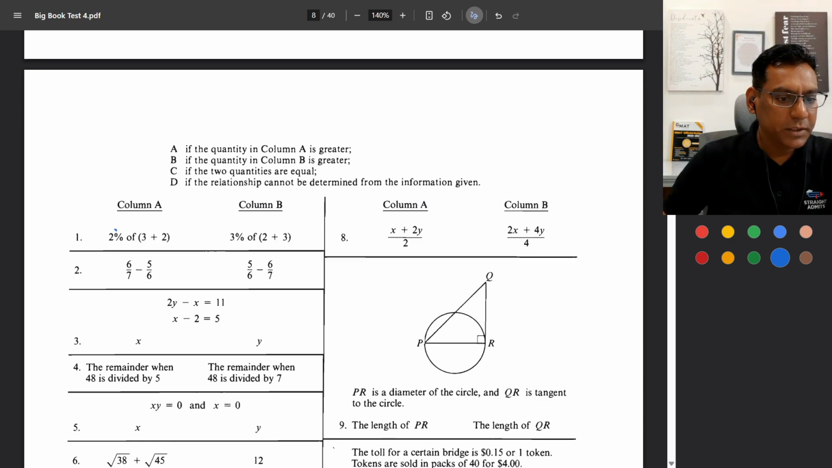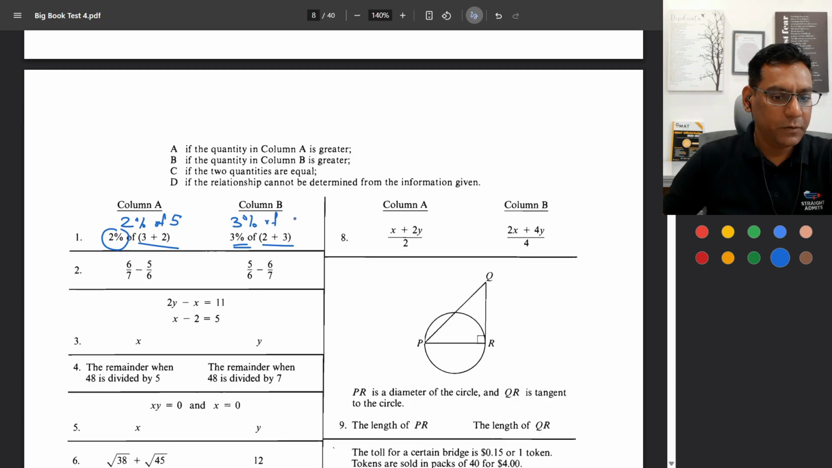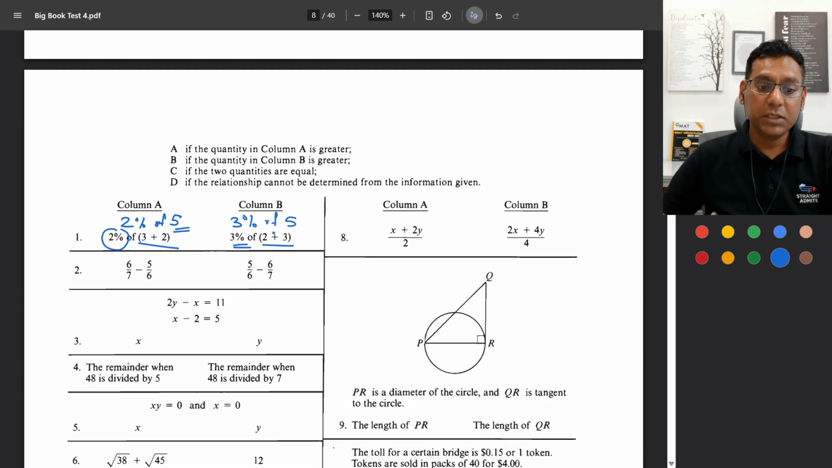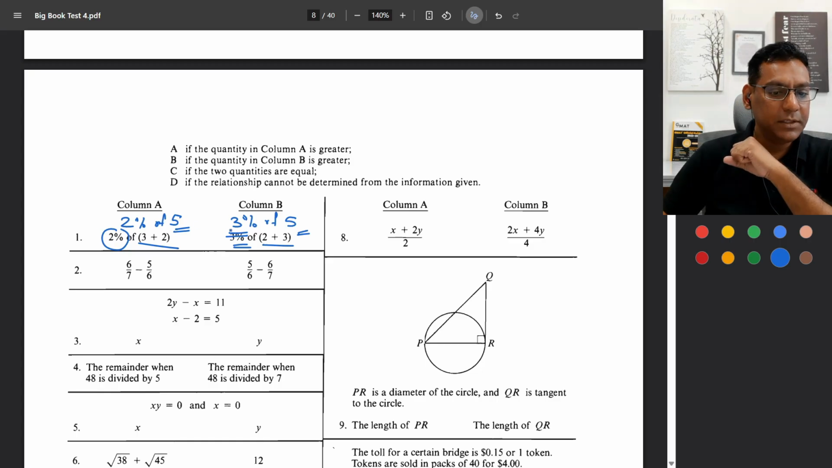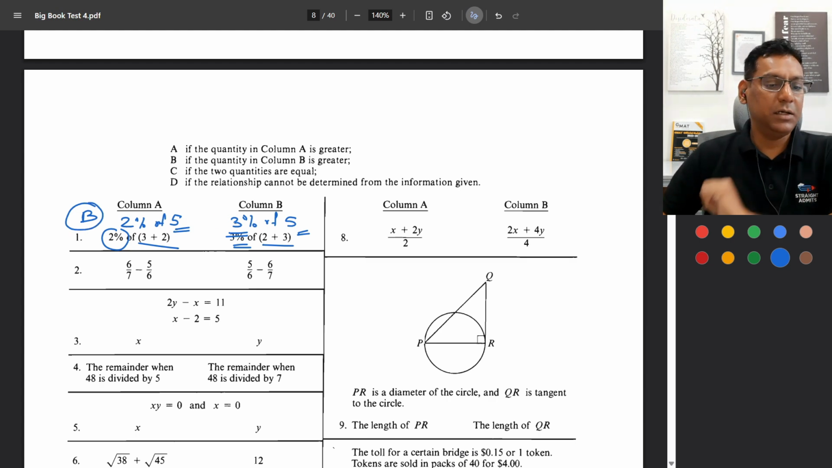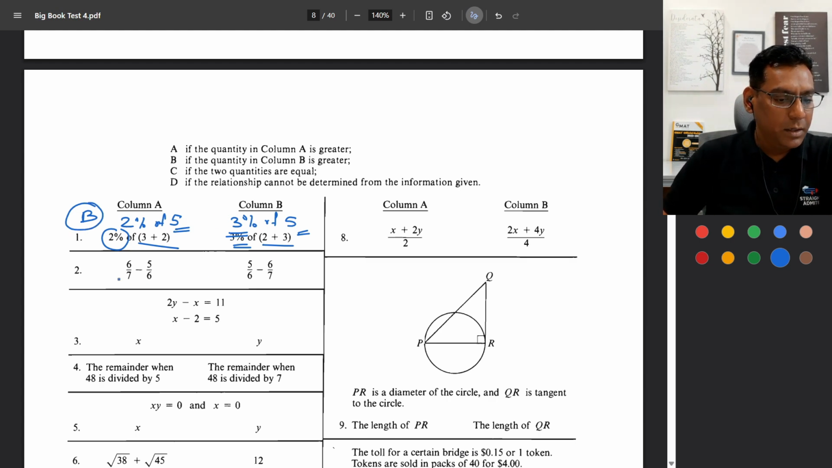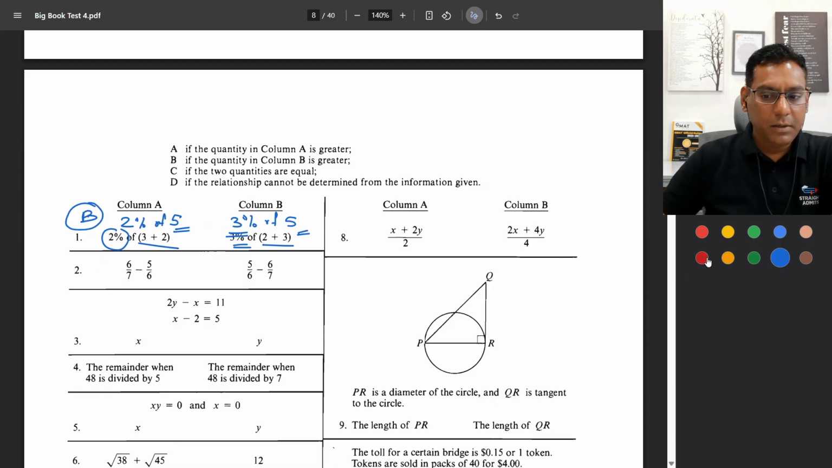Question number 1. 2% of 3 plus 5, that's basically 2% of 5, and this is 3% of 2 plus 3, that is 3% of 5. 5 is a positive number, that's important, because otherwise we can't make the comparison. For a positive number, higher the percentage, higher the number, correct? So obviously 3% of 5 is going to be bigger. If it was minus 5, then it would have been the other logic. So the answer here is B because this quantity is going to be bigger.